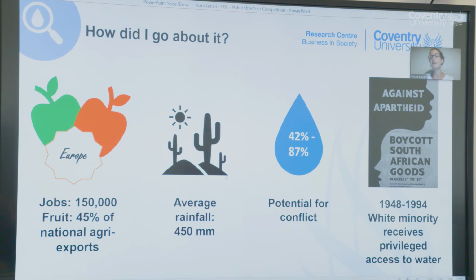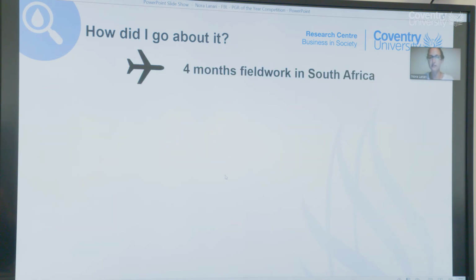And particularly in the Western Cape, the legacies are still evident, and the export farming industry remains heavily dominated by white South Africans. So this is a bit the context. How did I go about my research? I spent 4 months in South Africa itself to collect data.